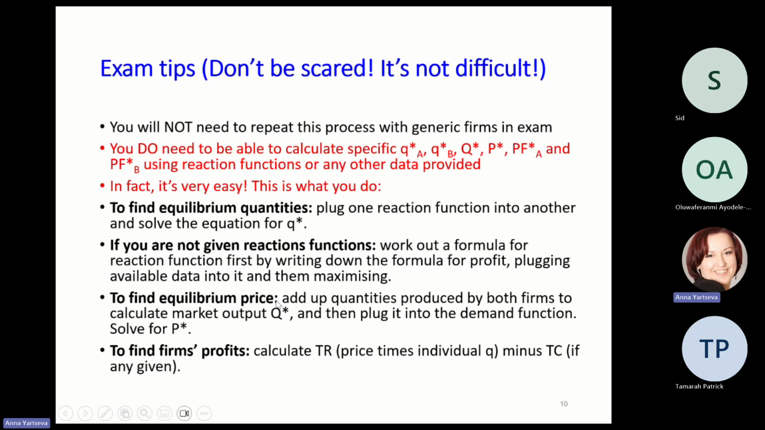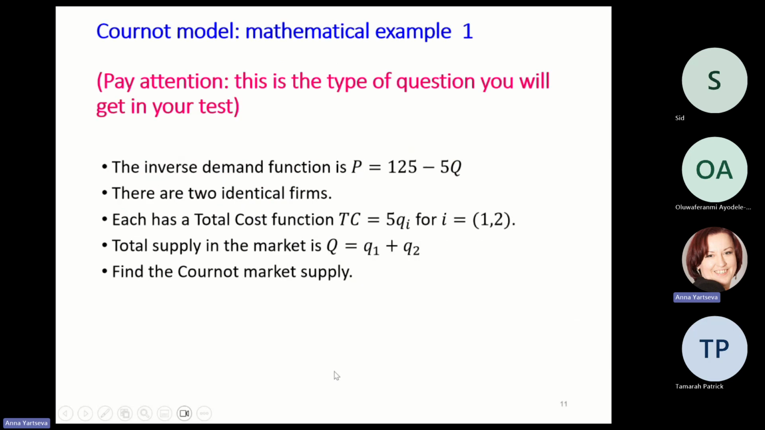To work out equilibrium price, you plug the industry quantity into demand. So add up the quantities produced by each individual firm. This will give you market output or market supply. Plug this into the demand function. This will give you the price. If you are asked to calculate profit, just plug in this information on prices, individual quantities, and costs if you are given, to calculate total revenue and subtract total costs, again, if they're given. Just follow the standard procedure.